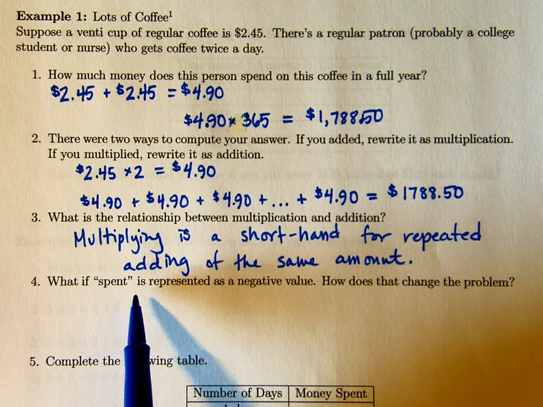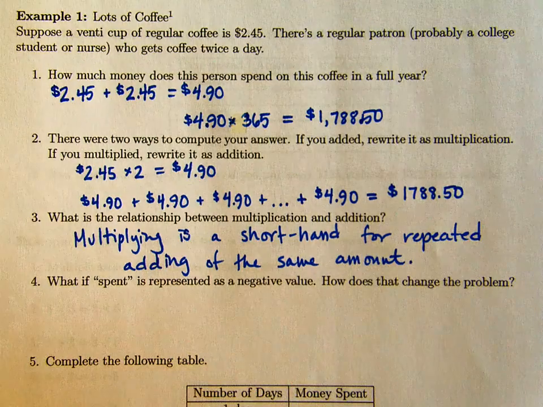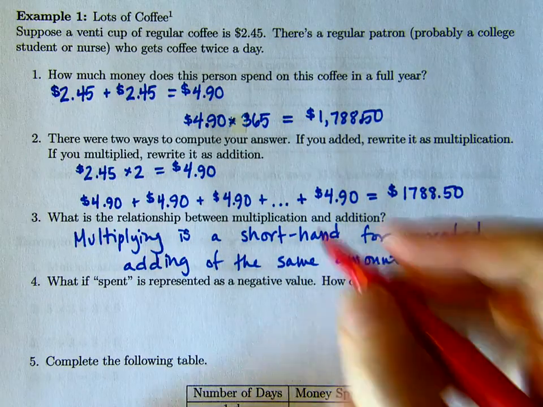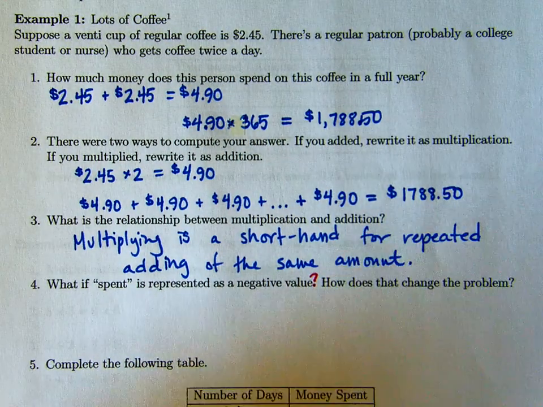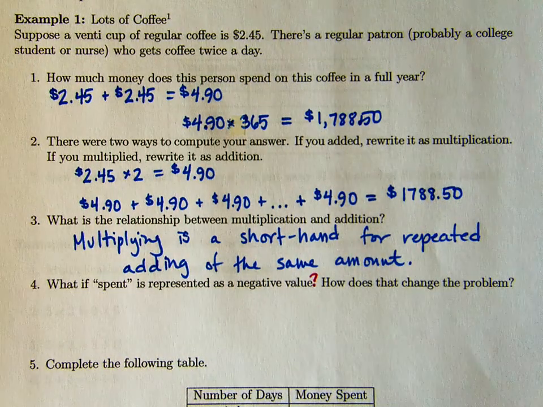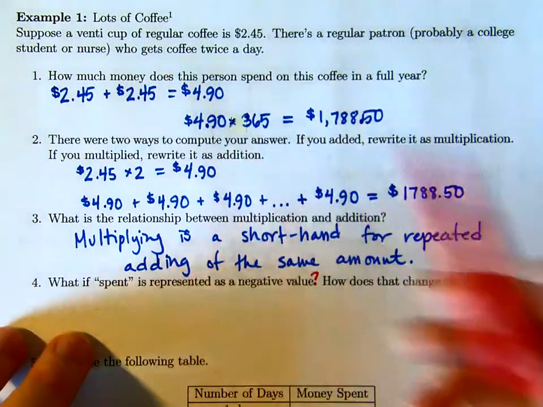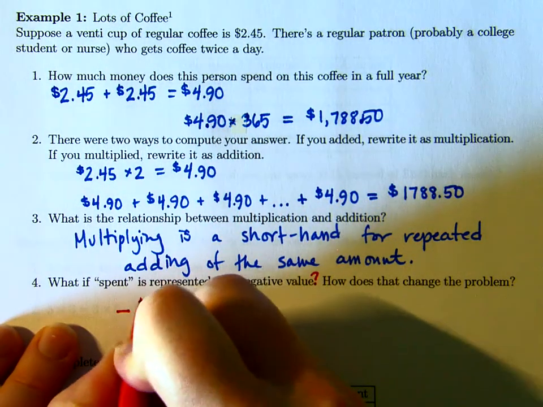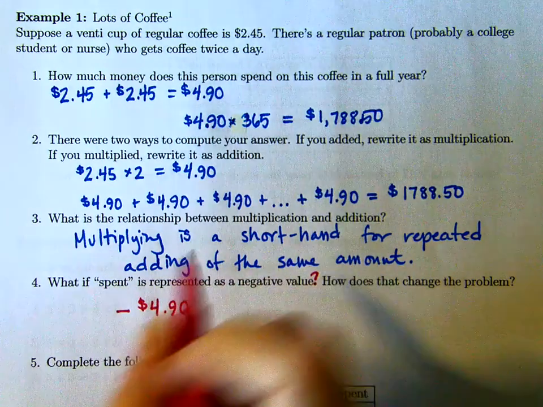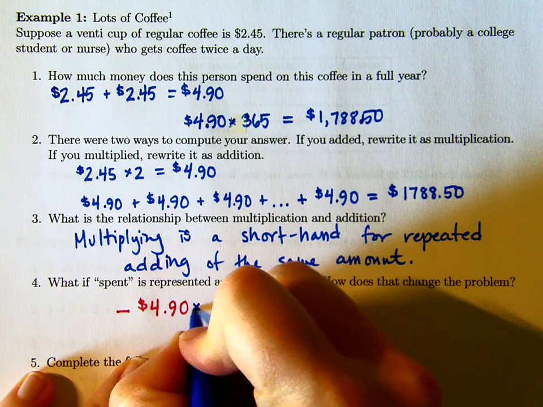What if spent is represented using a negative value? This should probably be, so I just found a typo. Okay. How does that change the problem? Well, if we're spending money, we're spending $4.90 each day. Now all of a sudden that is a negative. But we're still doing it 365 times.